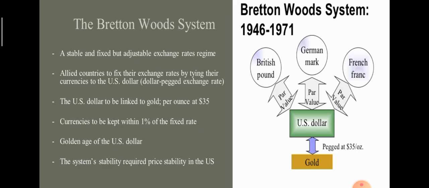The Bretton Woods system, a stable and fixed but adjustable exchange rates regime, allowed countries to fix their exchange rates by tying their currencies to the US dollar. The US dollar to be linked to gold per ounce at $35. Currencies to be kept within 1% of the fixed rate. Golden age of the US dollar. The system's stability required price stability in the US. As you can see sa right side, these are the examples of the Bretton Woods system.